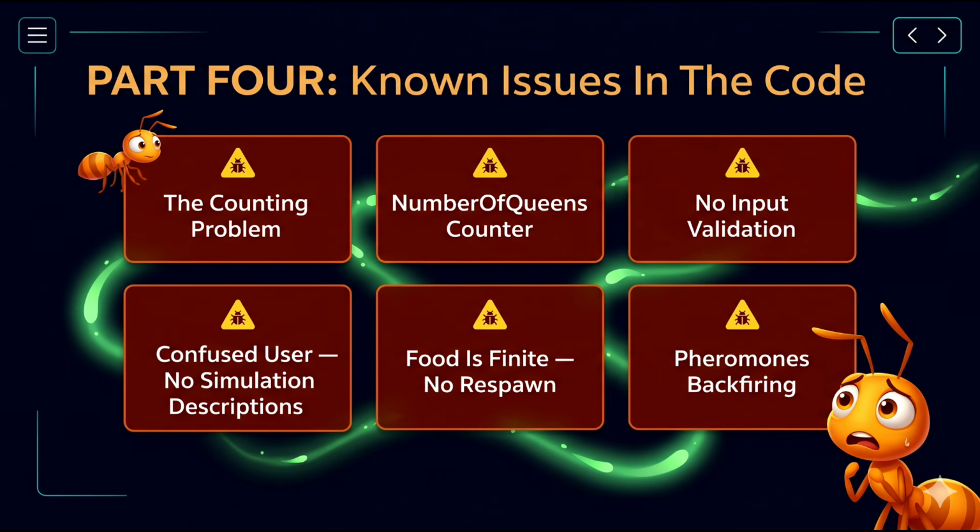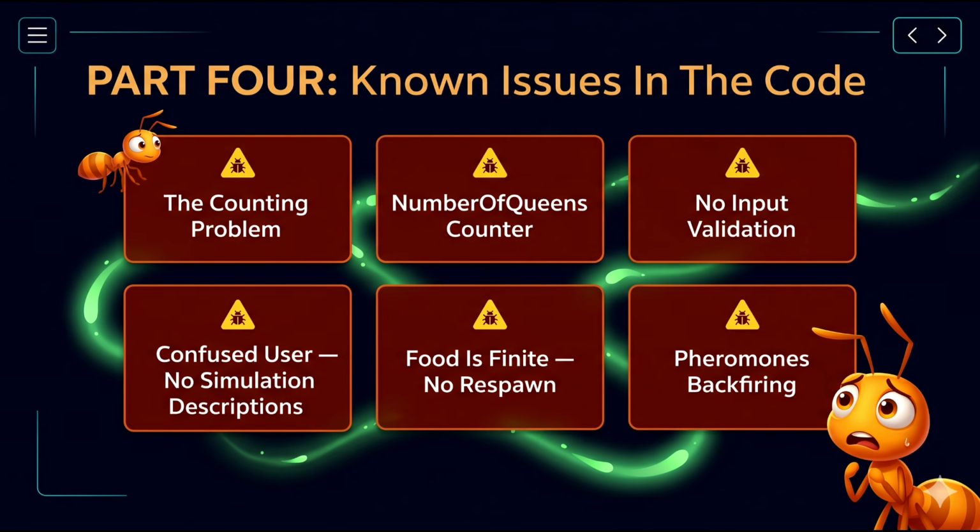The second bug is the number of queens counter inaccuracy. So the number of queens counter in nest has two problems. First, when a new queen is born in the reproduction section, number of queens is incremented. But because of the counting bug above, when a queen from another nest gets randomly culled, the nest's counter does not decrement. Over time, with multiple nests, queen count becomes unreliable.